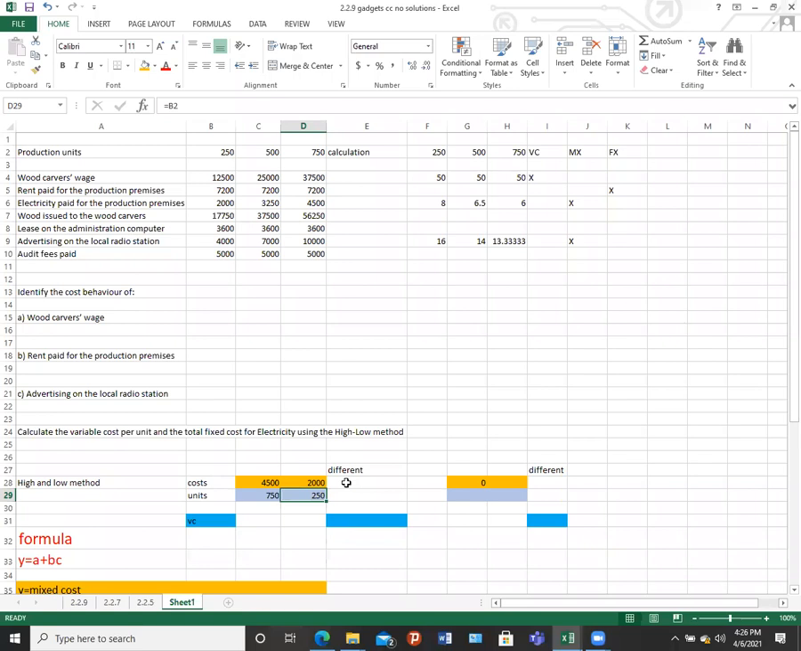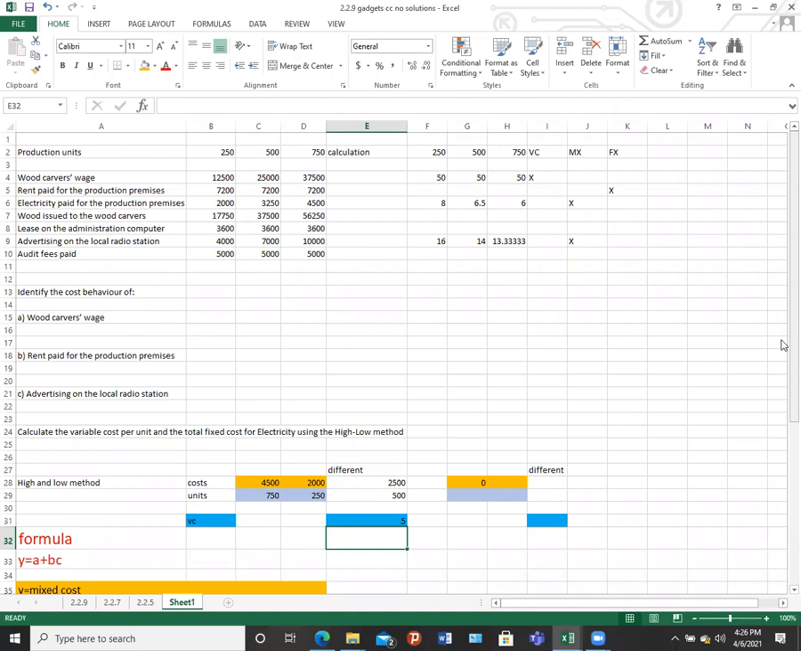Okay. Yes. It's like this, guys. 4,500 minus 2,000 is equal to 2,500. 750 minus 250 is equal to 500. Which means your variable cost per unit is equal to 2,500 divided by 500, which means it's 5 rand, guys.